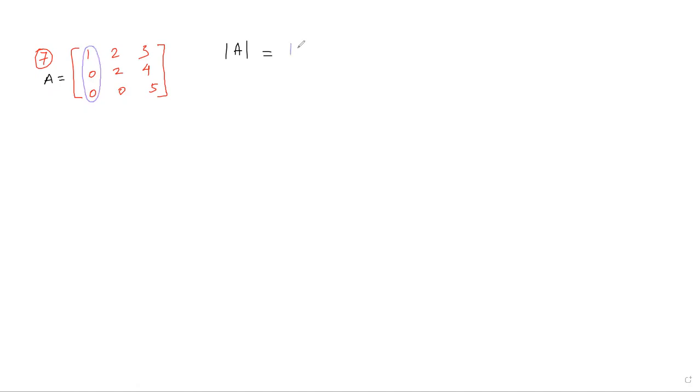तो 1 into, साइन ऑल्सो -1 to the power 1+1 पॉजिटिव आएगा. सो 1 into जस्ट एलिमिनेट द रो एंड कॉलम कंटेनिंग 1. सो बाकी आपको मिलेगा 2 into 5, 10 -0. Then plus or minus 0 into something, वो करने की कोई जरूरत नहीं. Next two elements are 0 into something, so it will be 0. So 1 into 10 minus 0 is 10. So determinant of A not equal to 0, उसका मतलब है inverse तो है.